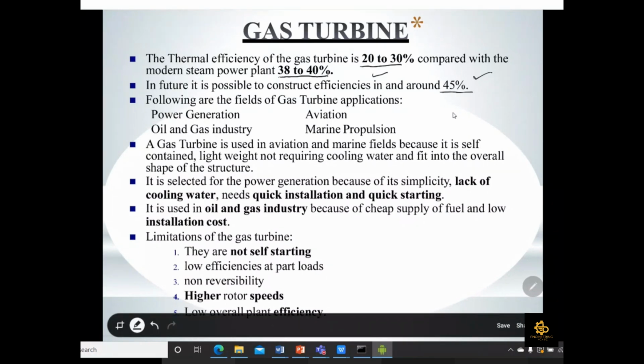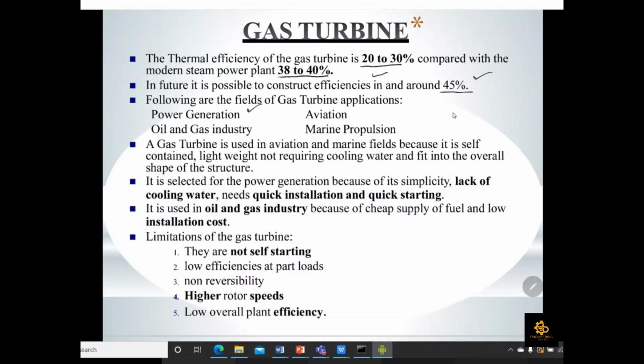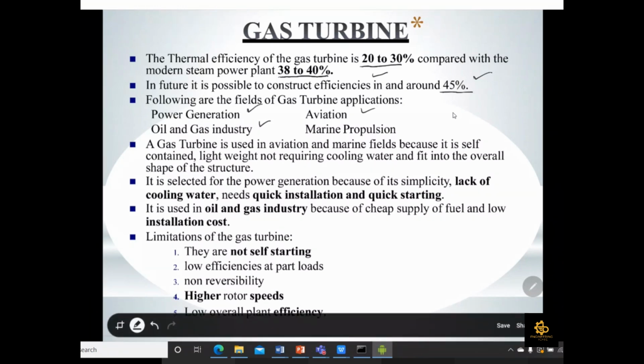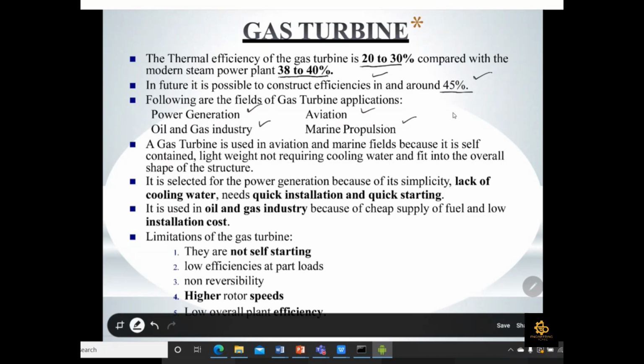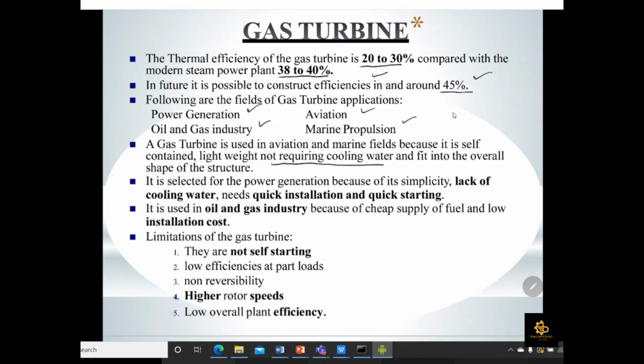So these are the fields where we apply gas turbines in practice. There will be the power generation industry, the oil and gas industry, and the aviation industry. We see daily that jet engines use gas turbines. Then marine propulsion also. Gas turbine is used in aviation and marine fuel because it is self-contained, lightweight, not requiring cooling water, and fits into the overall shape of the structure.